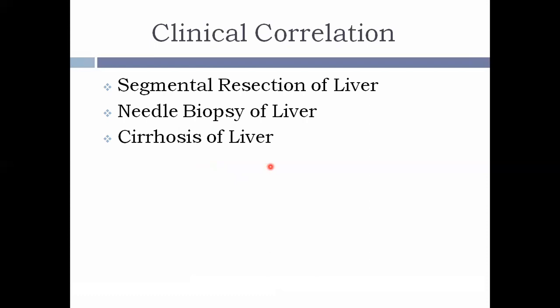When the normal hepatocytes are replaced by these fibrous tissues, the patient develops obstruction of the bile flow, right? That causes jaundice. And we have increased pressure in the portal vein, so that causes portal hypertension.